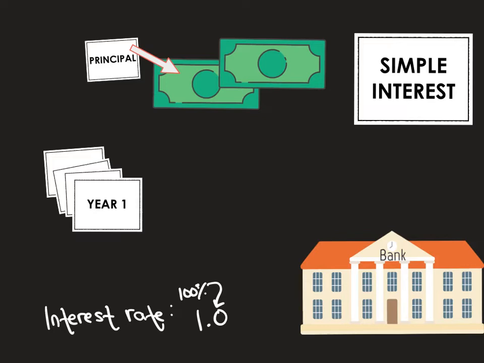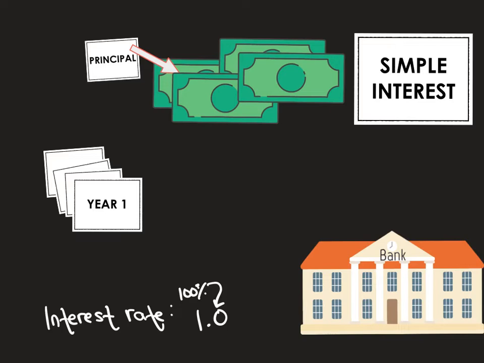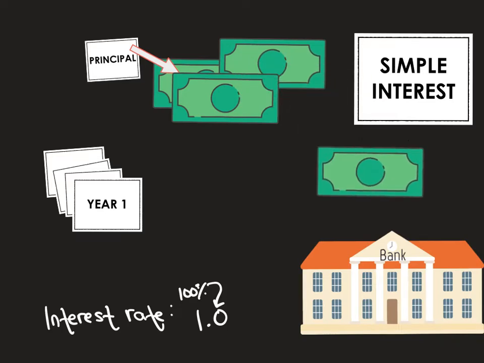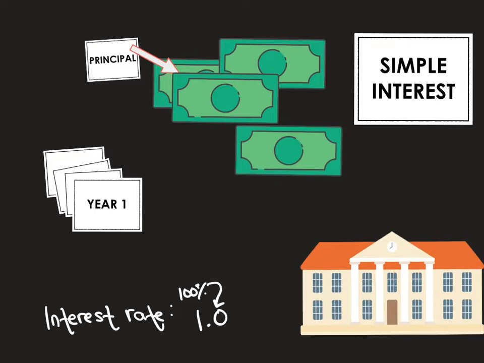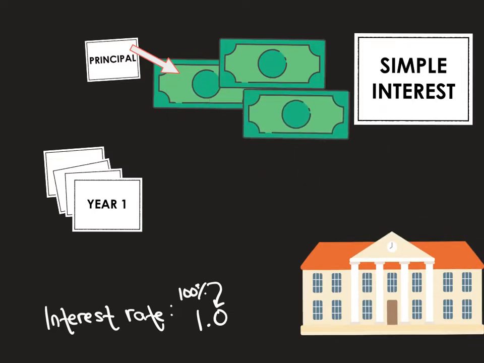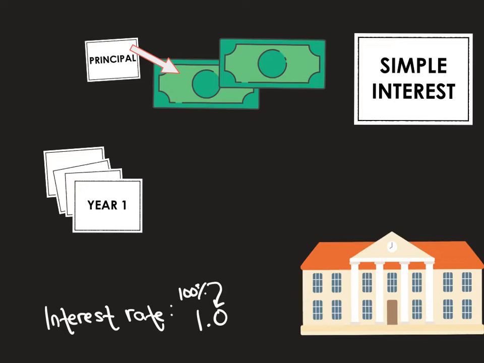Now here's what's going to happen. This money that we have gotten for our principal, after year 1, they're going to give us 100% of that. So if they give us 100%, that means they're giving us $200. And we're going to take these $200 and we are going to put them in the bank. All right, so we are going to put those $200 in the bank. And year 1 is officially over with.